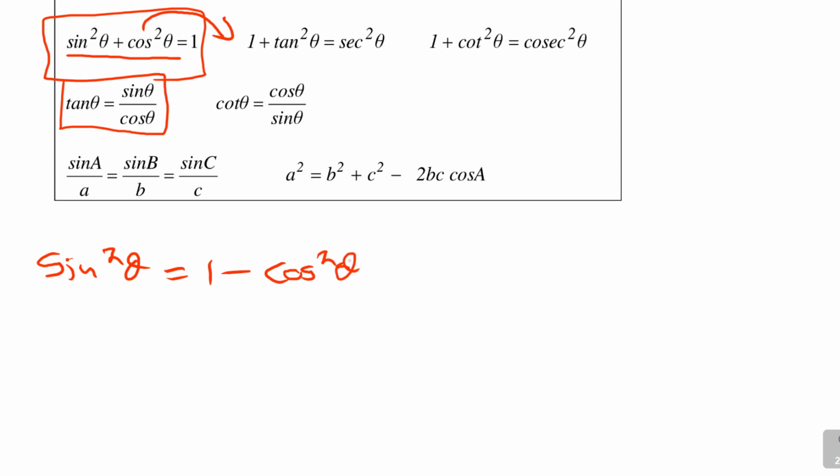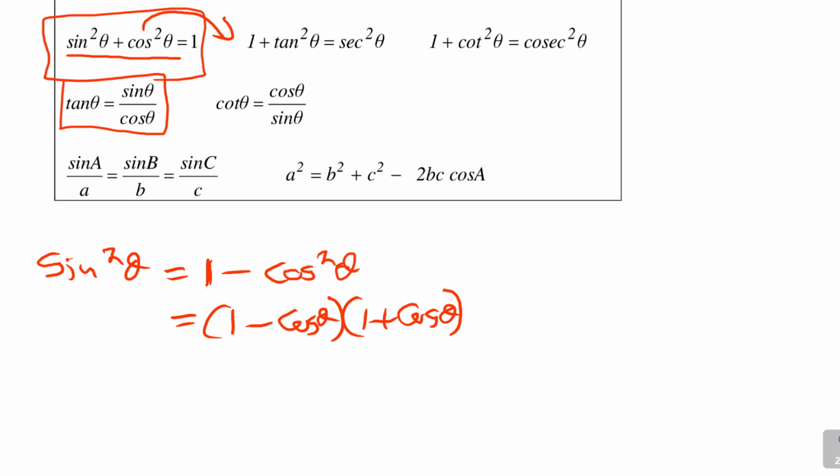Please remember this. It works also for cos. If it was sine on the other side, it would be cos squared theta is 1 minus sine squared theta. And also remember, this is a difference of two squares. Those two things you must always remember. This is 1 minus cos theta times 1 plus cos theta. The other way around, it would be 1 minus sine theta times 1 plus sine theta.